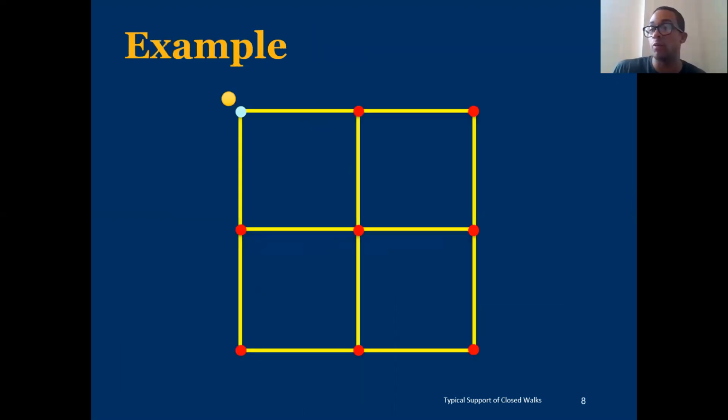Just to be clear what we mean by support, here we're just taking a random walk, and as we go, we keep track of the vertices that we see along the way. And moreover, this walk is closed, so it ends where it starts.